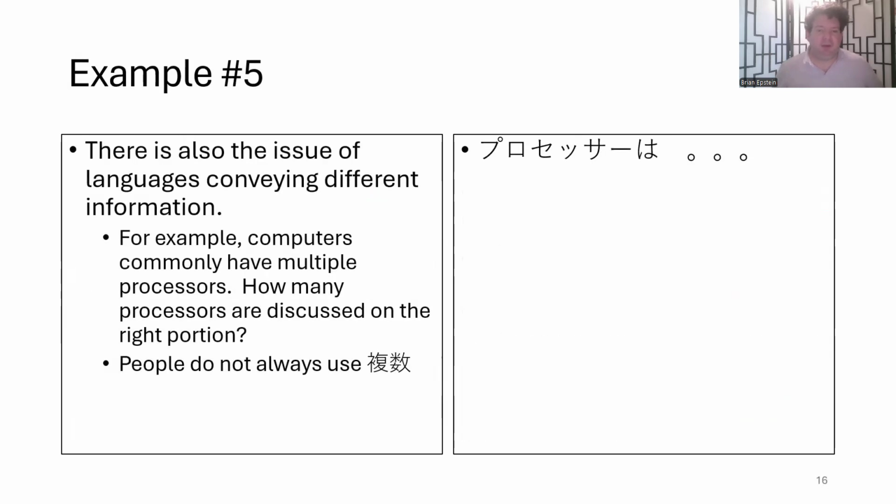In our final example, there's an issue of languages conveying different information. For example, computers commonly have multiple processors. And so how many processors are discussed in the portion on the right, in the Japanese? We don't know.